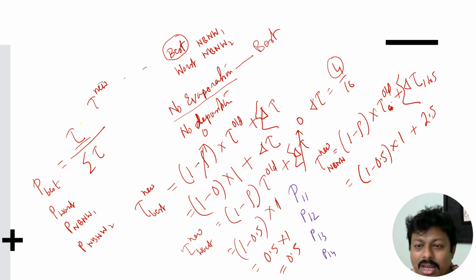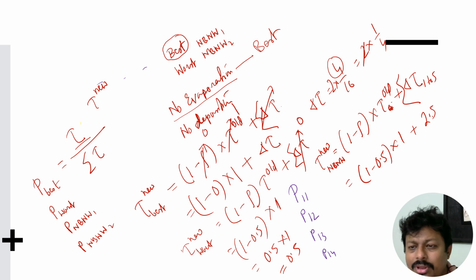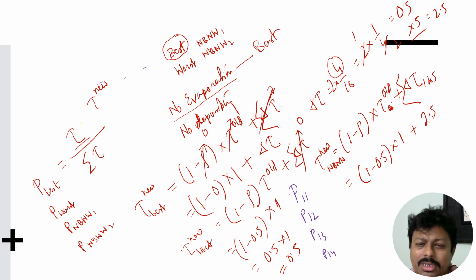This is, I think, 1 minus 0 is 1 into tau is 1. Del tau is actually this 2 into 4 by 16, so it becomes 2 into 1 by 4, then 1 half. So this becomes 0.5. There are 5 ants, so we will multiply 0.5 with 5. It becomes 2.5. So this term becomes 2.5, so ultimately the new tau will be 3.5. So for P best, the probability of pheromones for the best path will be based on 3.5.